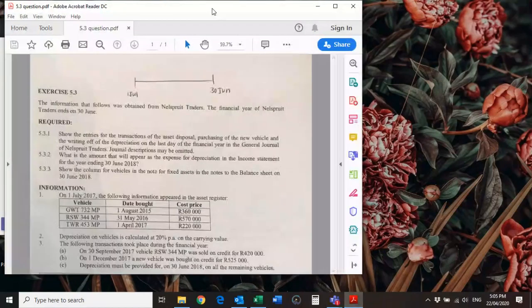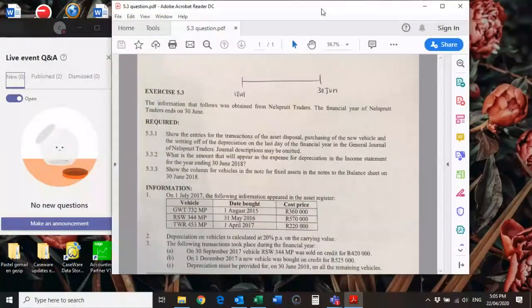Okay, let's quickly have a look at what we did yesterday. What we did yesterday is I put up this exercise for you. With this exercise, we looked at how to do the fixed asset disposal, the note, and the depreciation. Yesterday, what we did is we worked out the depreciation. I'm just going to read through the exercise so that we familiarize ourselves with this question.